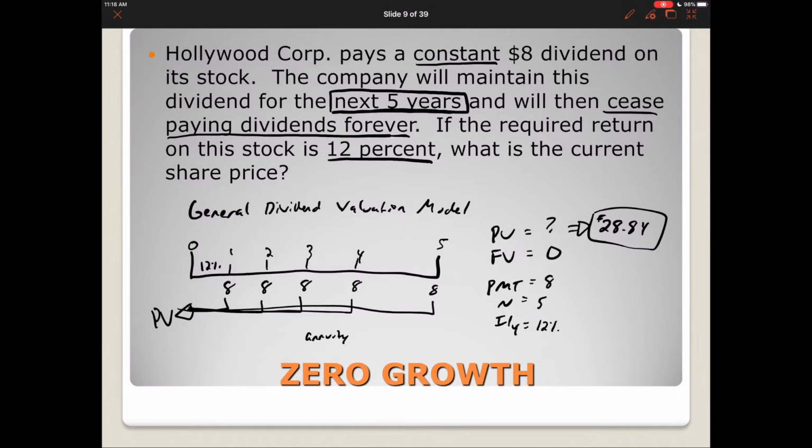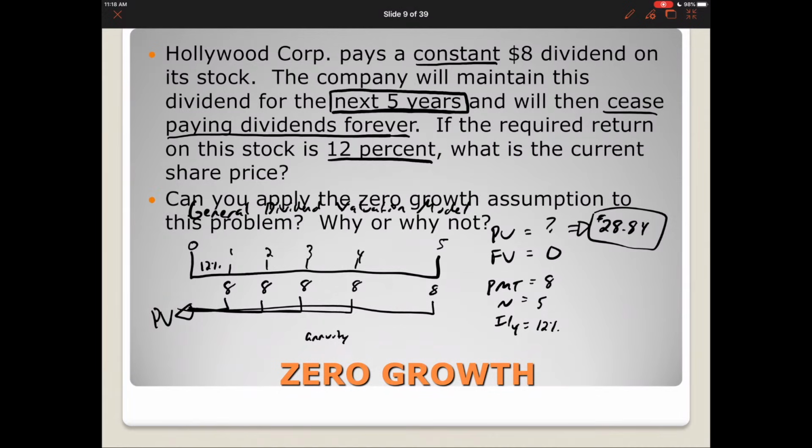So the first growth assumption that we have covered was the zero growth. The next growth assumption that we will cover is constant growth. So I actually started solving this problem before this bullet came out. Can you apply the zero growth assumption to this problem? Why or why not? Hopefully you realize that we cannot, because the cash flows are not going on forever. It's not a constant cash flow forever. It's a constant cash flow for only a finite period of time.